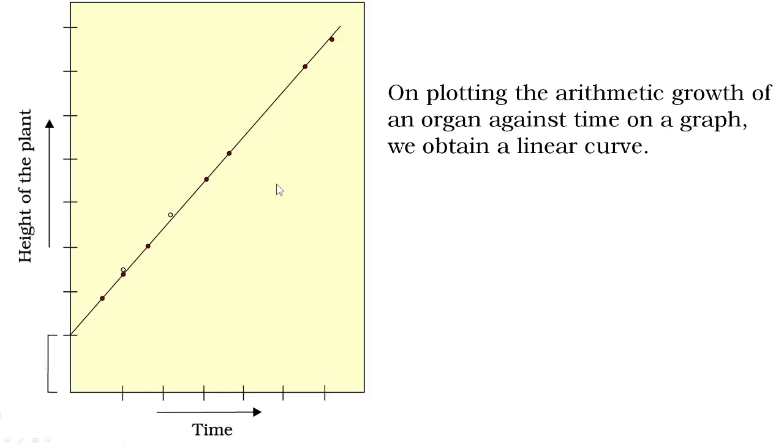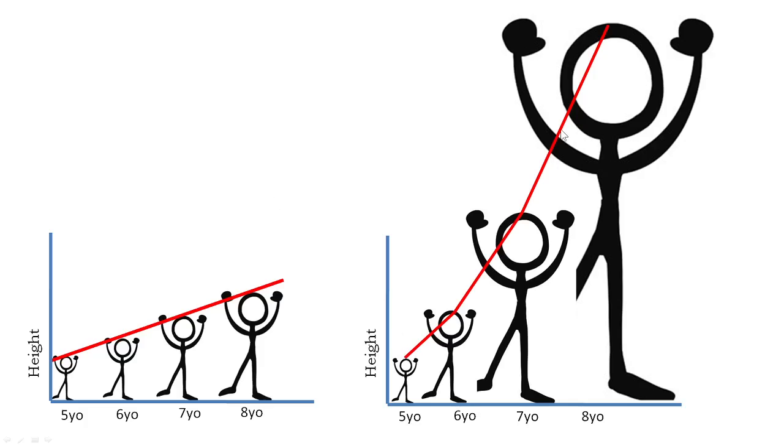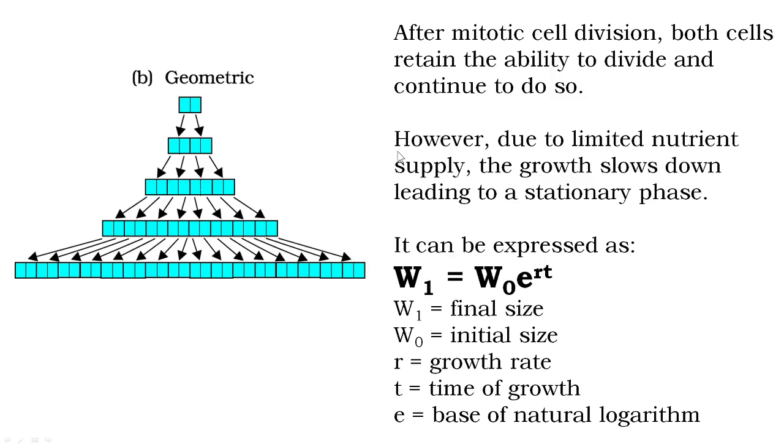And the curve of geometric growth looks like a J shape, J shape, right? So if it is purely geometric, then you get a J-shaped curve on the graph. In living organisms we do not see a pure J-shaped curve, however, due to limited nutrient supply, right? The growth ultimately slows down and it leads to a phase called the stationary phase.